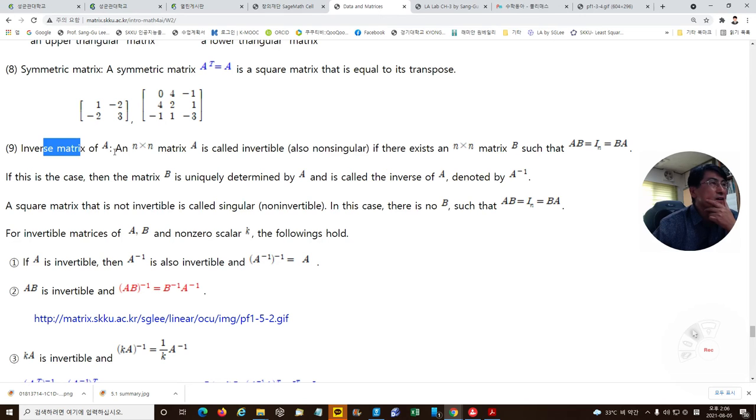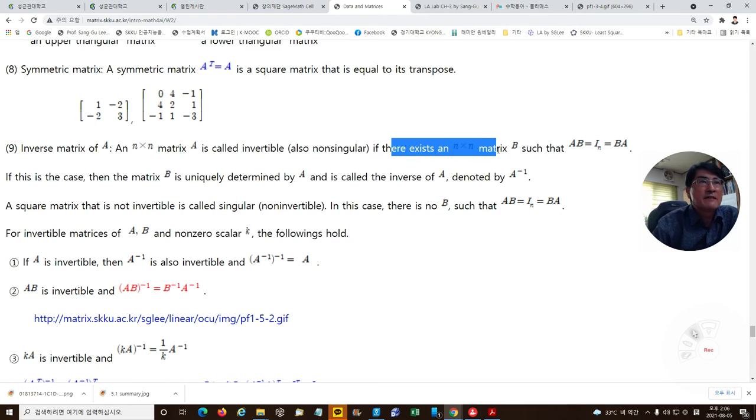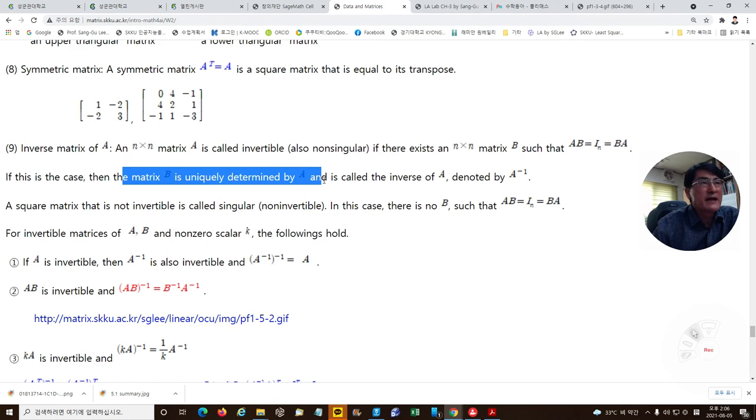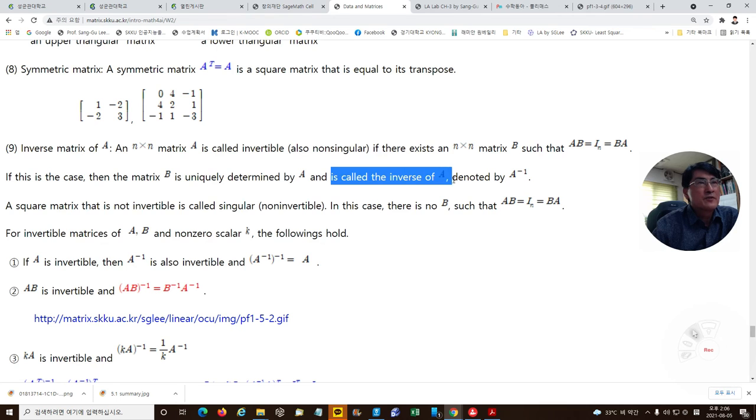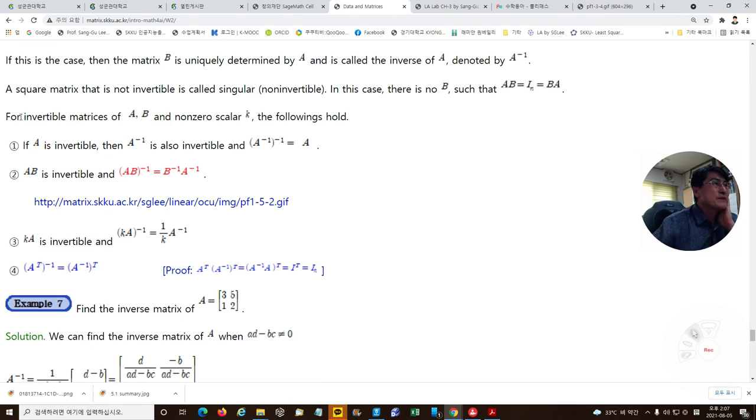Inverse matrix. An n by n matrix A is called invertible or non-singular if there exists an n by n matrix B such that AB is equal to the identity. If this is the case, this matrix B is uniquely determined by A, so it is called the inverse of A, and we denote it as A inverse, like this. A square matrix that is not invertible is called singular or non-invertible. In this case, there is no such matrix B that makes AB equal to identity, or BA equal to identity.